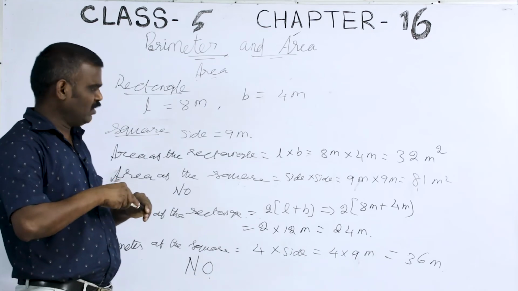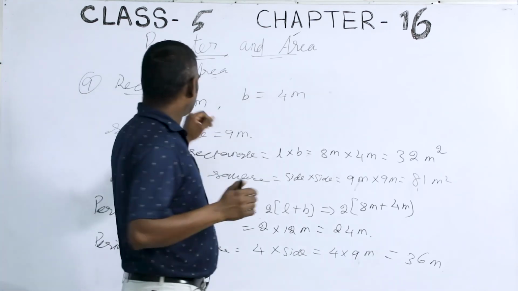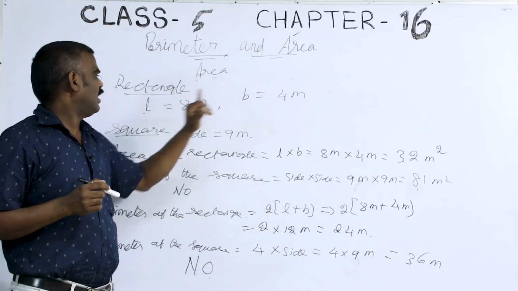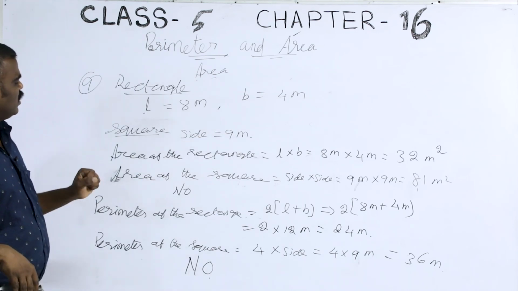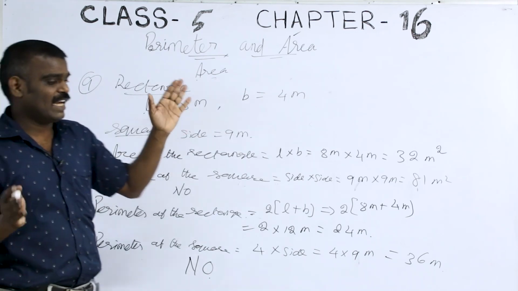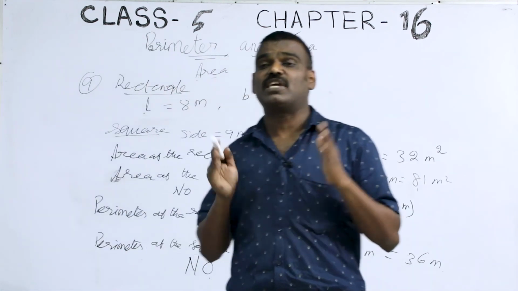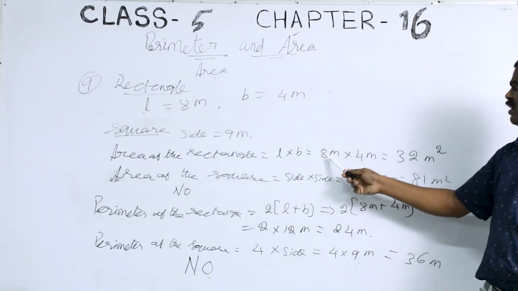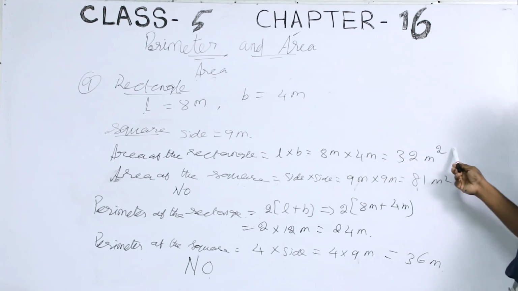Okay, children? So this question is a little bit tricky, so you have to be very careful. See, one rectangle and one square are given. Length of the rectangle is 8 meters. Breadth of the rectangle is 4 meter. Side of the square is how much? 9 meter. Now our question is whether the area of the rectangle and area of the square are the same or not. What is the area of the rectangle formula? Length into breadth. That is 8 meter into 4 meter. 8 4s are 32 meter square.